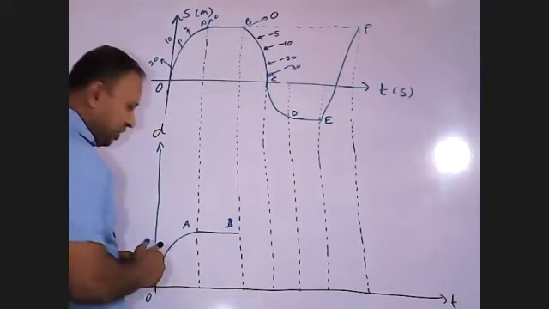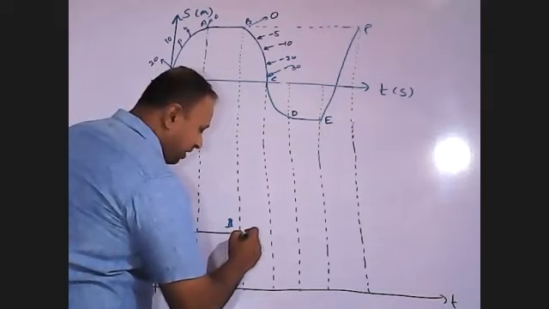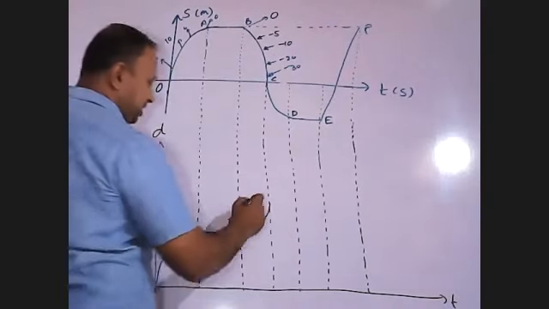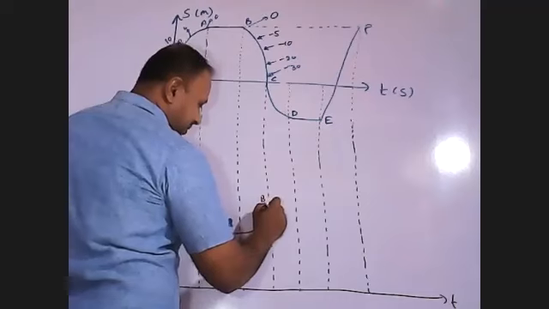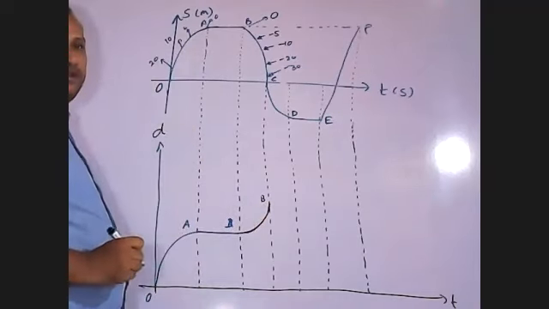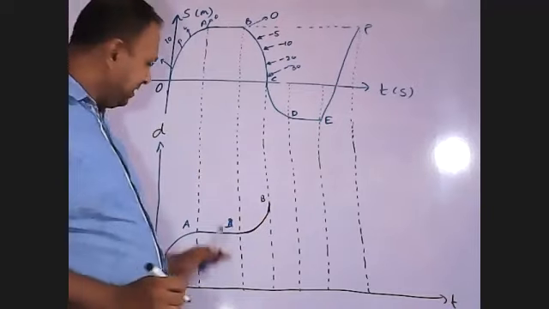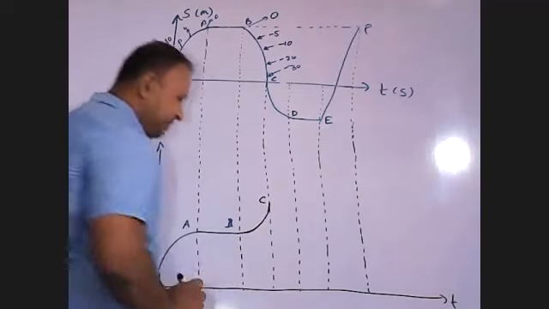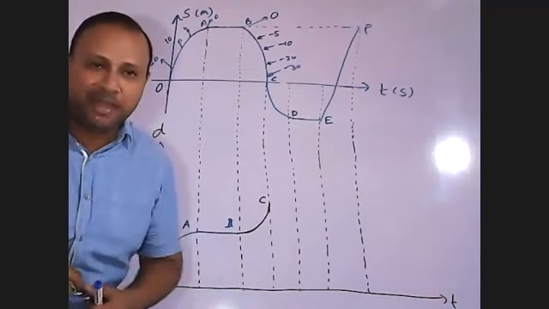Therefore, the shape of the graph should be like this from B to C. Okay, the velocity, sorry, this is C. The velocity is increased. Did you get my point?